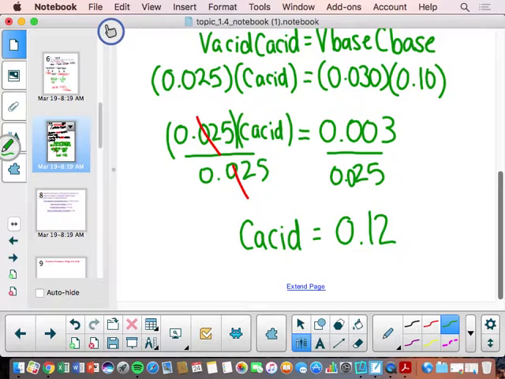So this is a concentration, so we need to put our units in here. It's big M, or moles per liter. I just wanted to make sure you're paying attention. Kelvin, what is it?